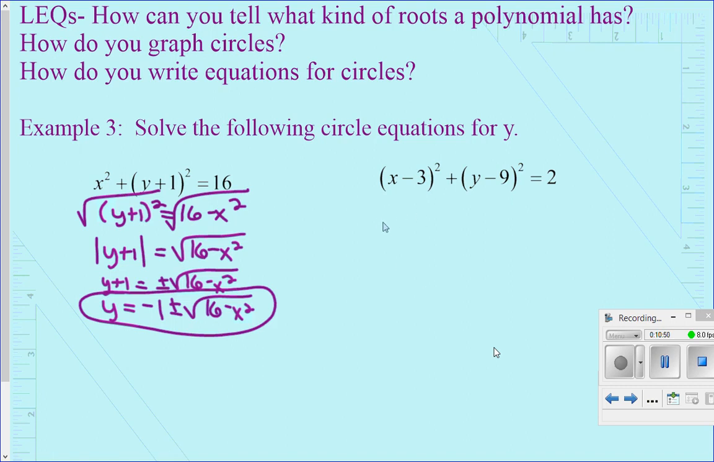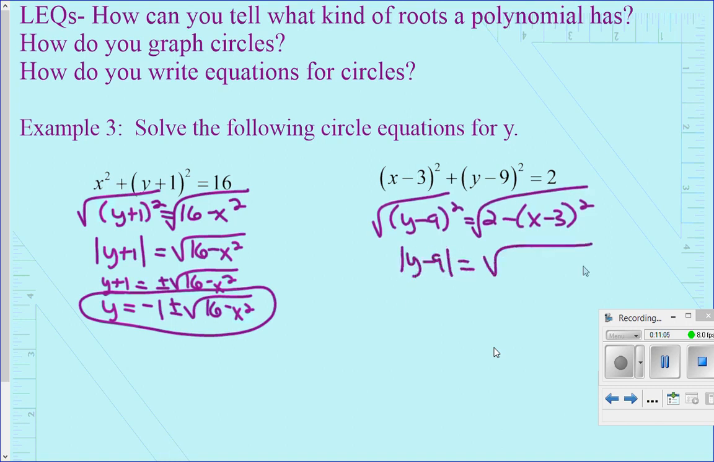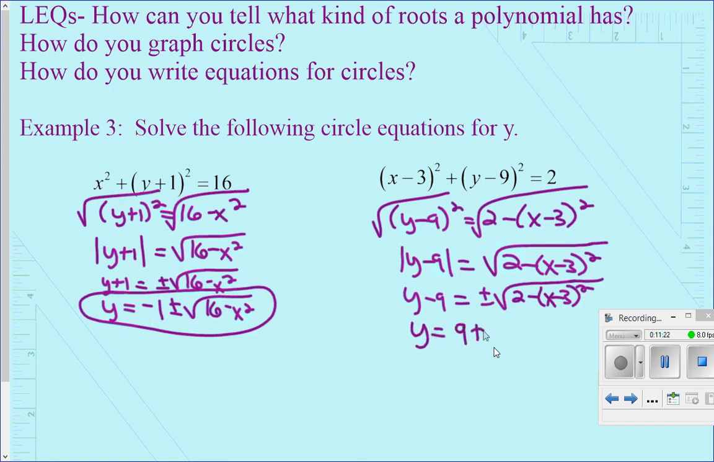We're going to subtract the x minus 3 quantity squared first. Now we can take the square root of both sides. We end up with the absolute value of y minus 9. I leave this alone. I can't simplify it. So next, I remove the absolute value. And I add 9. And now I have the equation solved for y.